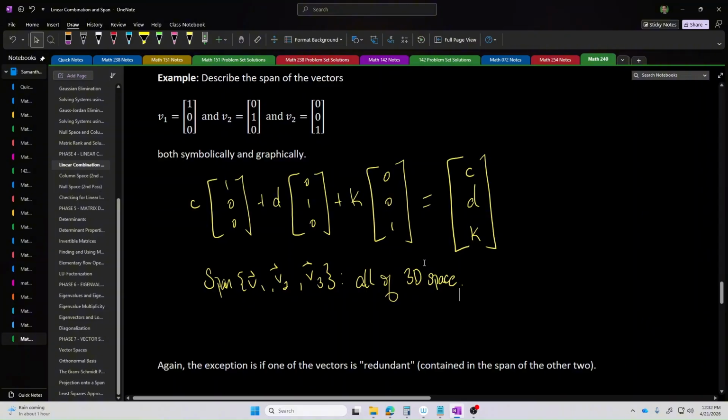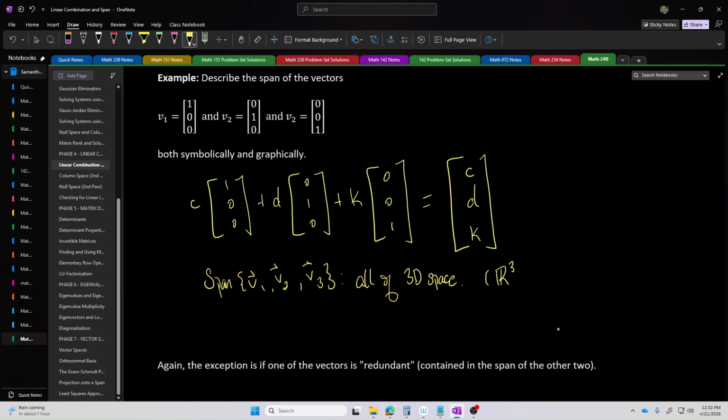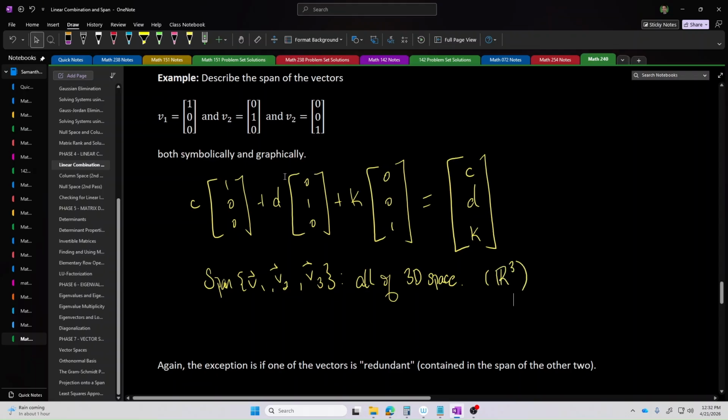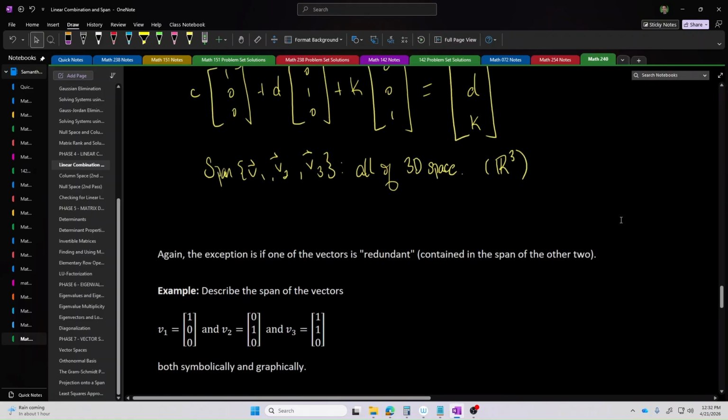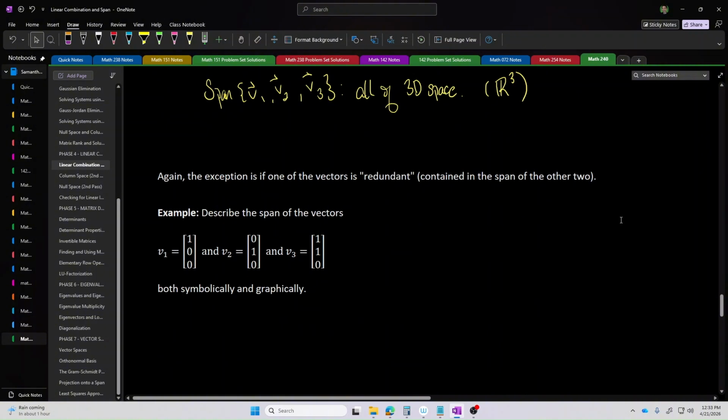All of 3D space because any three-dimensional vector, any vector in R3, can be constructed by combining these three vectors in a certain kind of way. So the span of these three vectors is all of R3, a three-dimensional set. But once again, if you have a set of three vectors, and one of those vectors is somehow redundant, then you can end up with a span that actually is less in its dimension, a span that's two-dimensional or one-dimensional, depending on how much redundancy you have in your vectors.